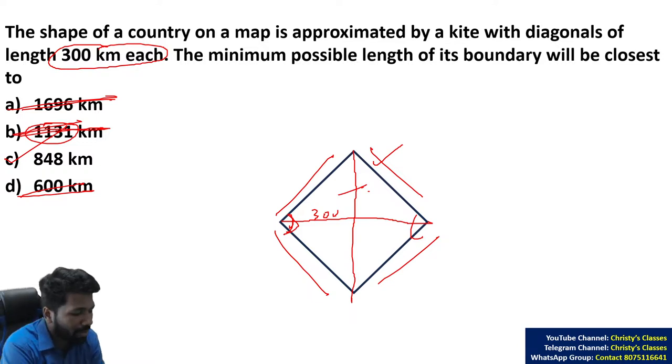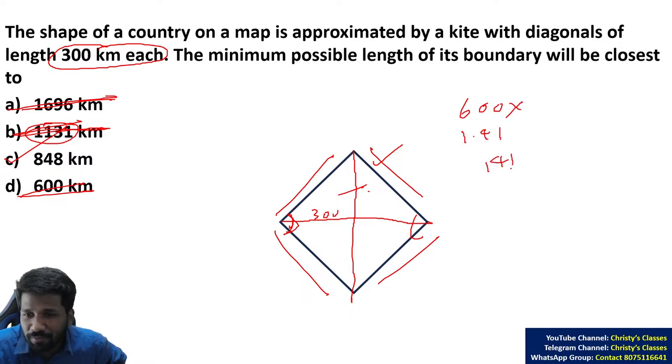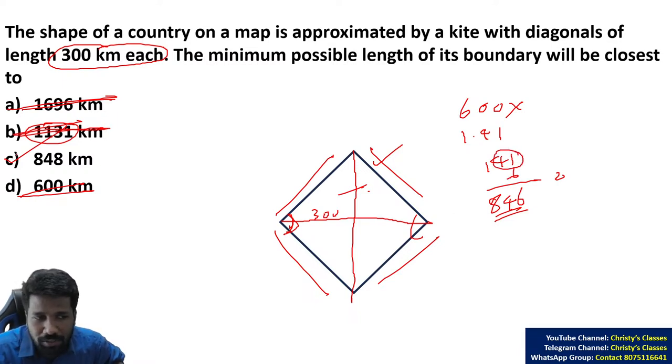That way you can do it faster. I hope all of you are understanding this approximation we discussed. That will save time. If you are not at all okay with that approximation, do 600 into 1.41, that is 141 into 6. When you multiply that also, you will get the same answer. 2 carried over, 846. 1.41 is approximation, that is why we are getting 846. It will be near to 848. So, option C is the answer.